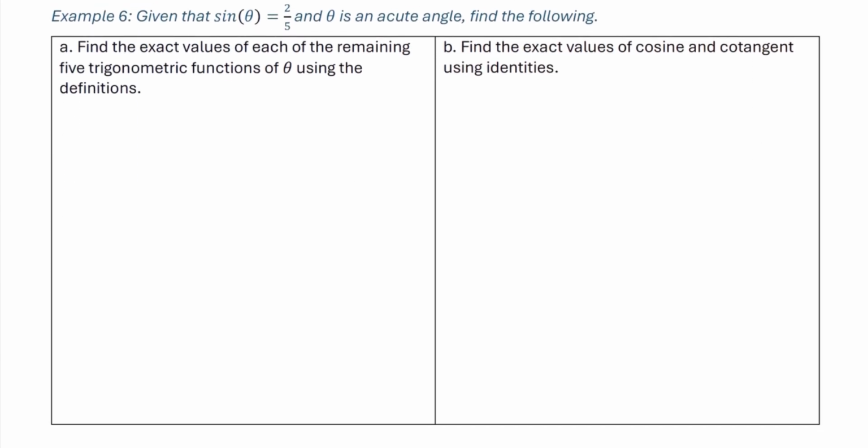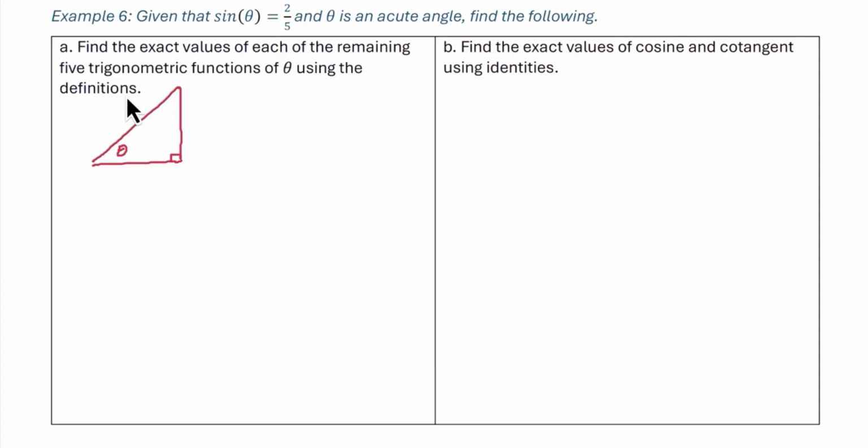In example 5, we're given that sine theta is 2/5 and theta is an acute angle. We want to find the exact value of the remaining 5 trigonometric functions. Let's sketch the triangle first. We have a right triangle. Theta, we are told, is an acute angle. Remember, that means an angle that's less than 90 degrees.